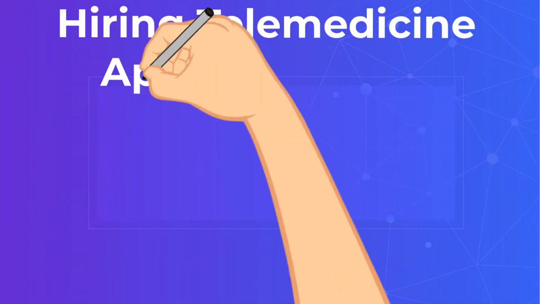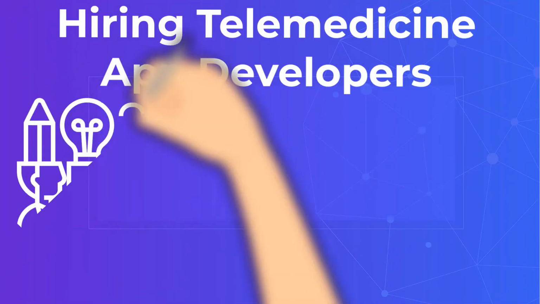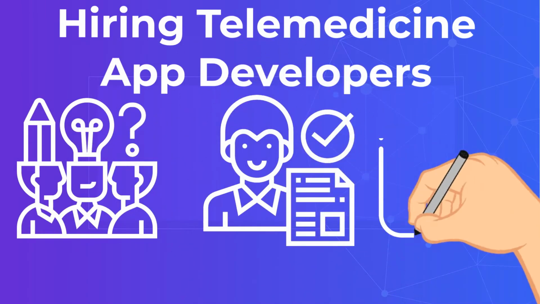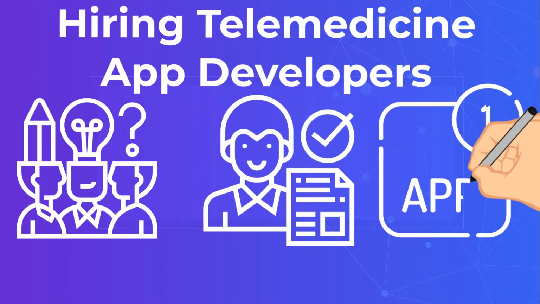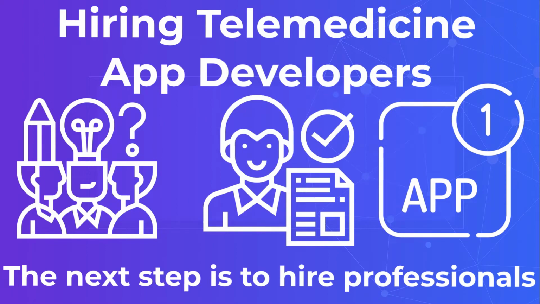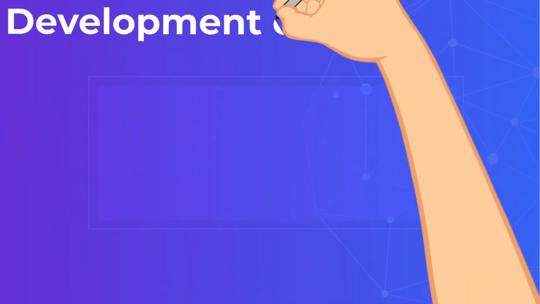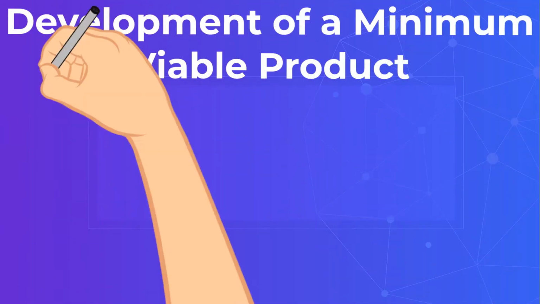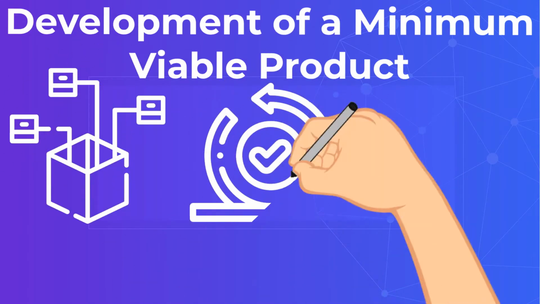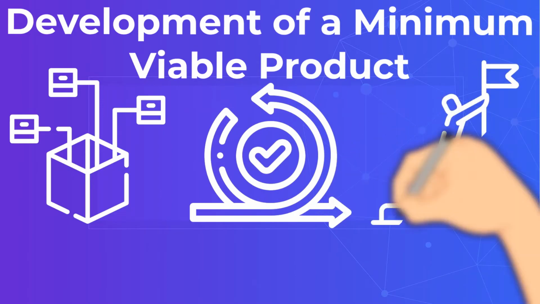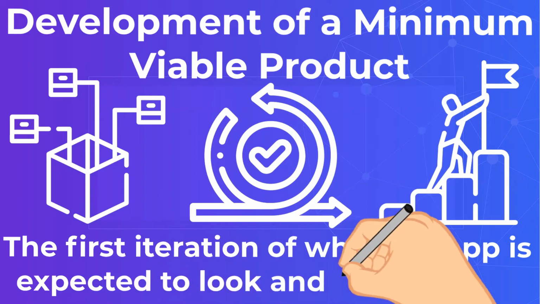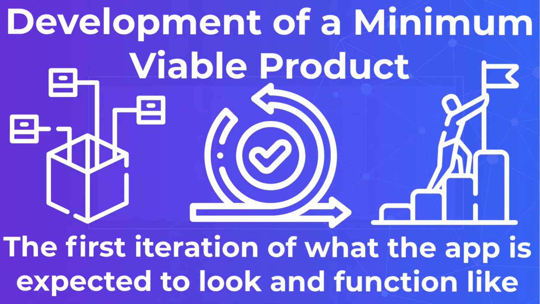Hiring telemedicine app developers. Now that you are clear about what you want in the process of how to make a telemedicine app, the next step is to hire professionals, especially if you don't yet have an in-house team. Of course, you need telemedicine app developers. Development of a minimum viable product. Now that there is a team and the developers have a clear set of goals to take off, the next step is to develop a telehealth application as a minimum viable product. That's the first iteration of what the app is expected to look and function like.